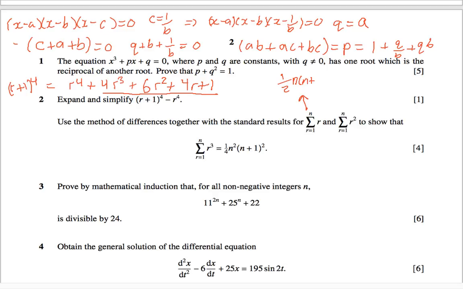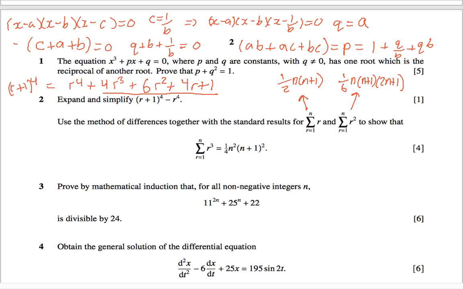Okay, and this one is a sixth n times n plus 1 times 2n plus 1. Okay, so you're only allowed to use those two. The third one is actually in the formula booklet, but it doesn't really help us now.